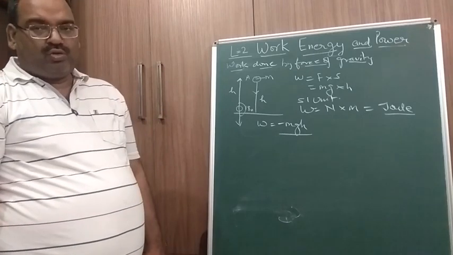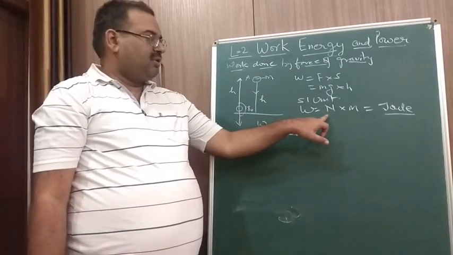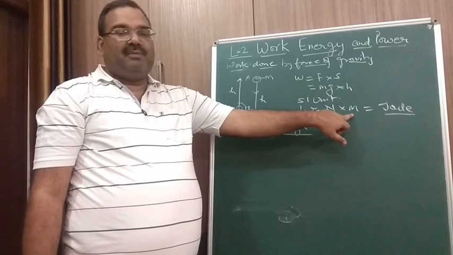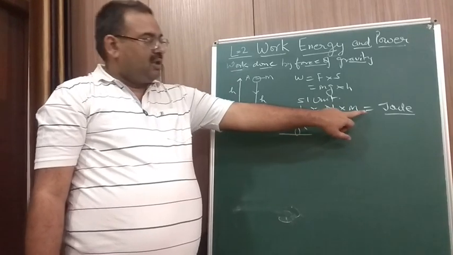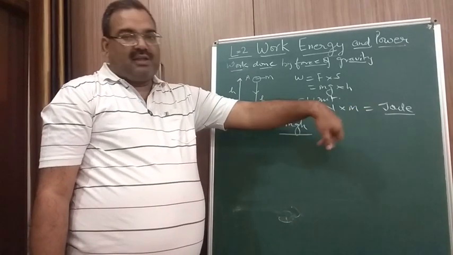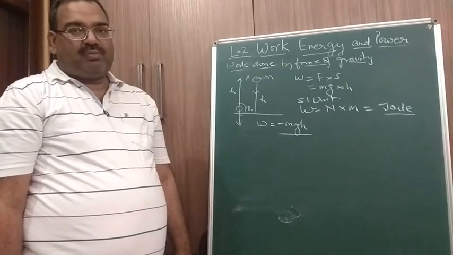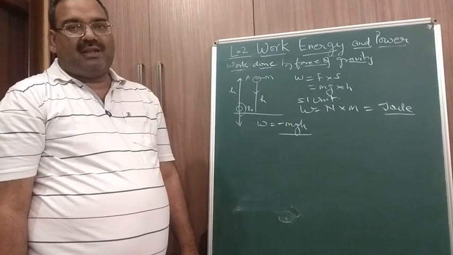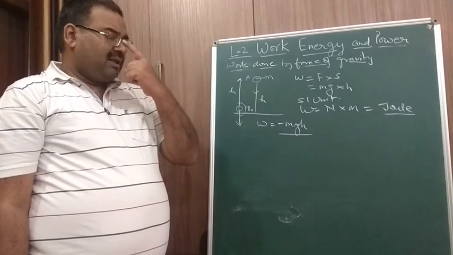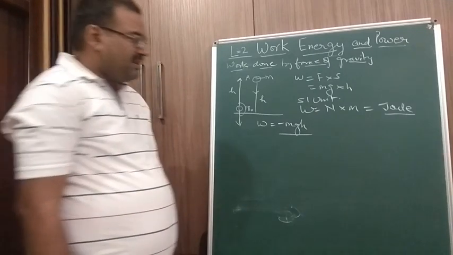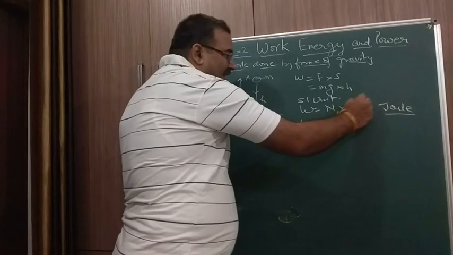Okay, 1 Joule. If 1 Newton of force displaces an object by 1 meter in its direction, 1 Joule of work is said to be done. If 1 Newton of force displaces an object by 1 meter in its own direction, then the work done is equal to 1 Joule.